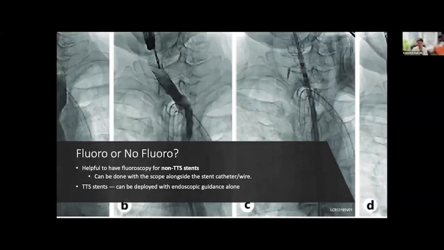In terms of fluoro versus no fluoro, it's definitely helpful to have fluoroscopy. If you're in a situation, for example in the esophagus, where you'll be deploying a through-the-scope stent, then fluoroscopy may not be 100% necessary, especially if you can pass through the stricture and confirm placement. However, if you're in a tough situation where there's a complete obstruction, or in more difficult locations like the duodenum or right colon, fluoroscopy could be not only helpful but necessary.